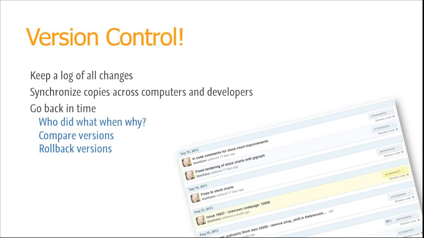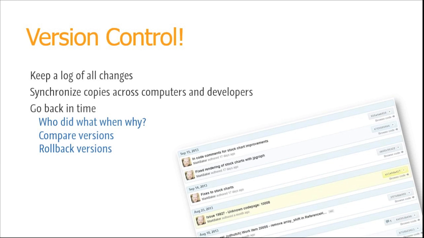So with version control or source control, you basically keep a log of all changes that are happening to your code. So whenever you make a change to your code, whether that's in one file or in a couple of files, you're basically synchronizing those changes with a centralized copy or a decentralized copy, which we'll see in a minute. And you're synchronizing those copies across computers and developers. And this practice allows you to go back in time. It allows you to see who did what, when, and why.